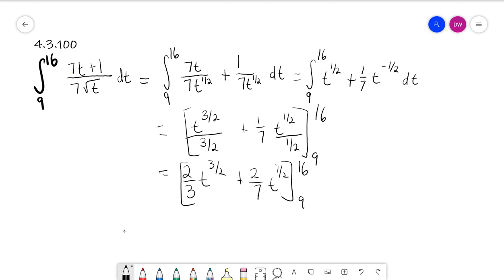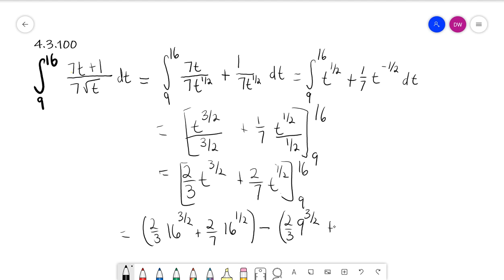So lastly, we'll just go ahead and put in our integration limits. We'll have 2/3 instead of t, 16 to the 3/2 power, plus 2/7 instead of t, 16 to the 1/2 power. All right, and then minus 2/3 instead of t, 9 to the 3/2 power, and then plus 2/7 instead of t, 9 to the 1/2 power.